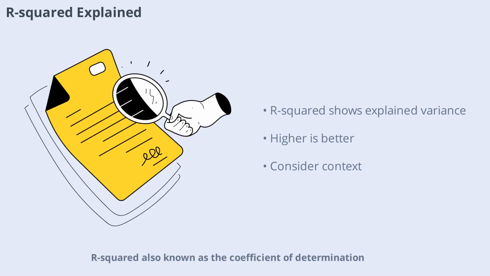R-squared, also known as the coefficient of determination, quantifies the proportion of the variance in the dependent variable that's explained by the independent variable. For example, an r-squared of 0.8 means 80% of the variation in y is explained by x, while a higher r-squared is generally better. It's important to consider the context and not rely solely on this metric.